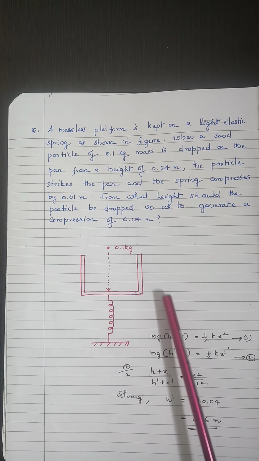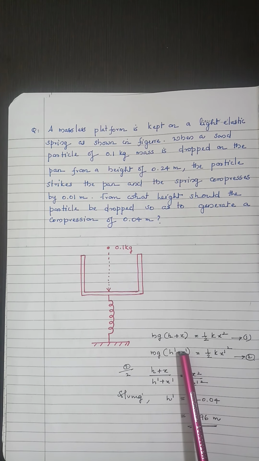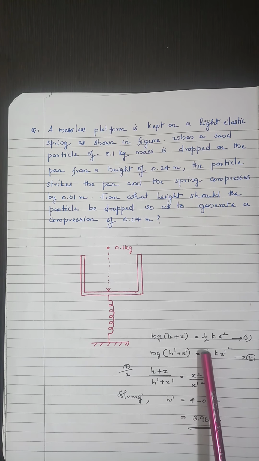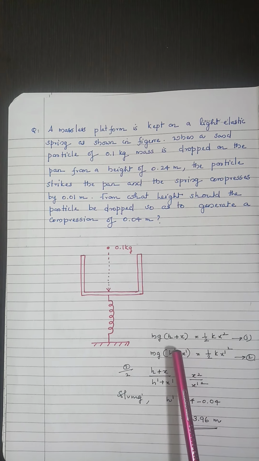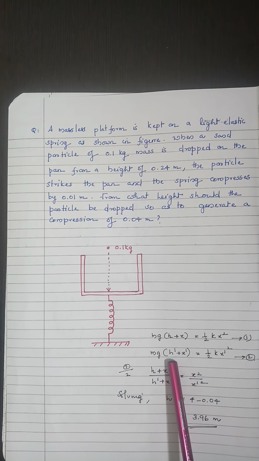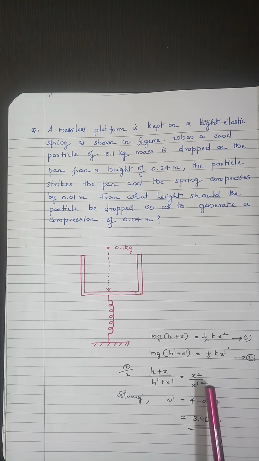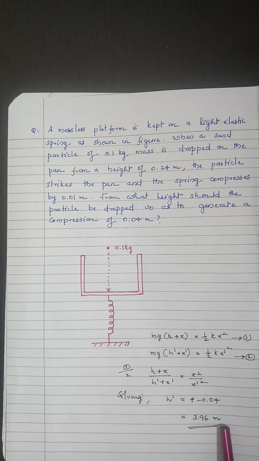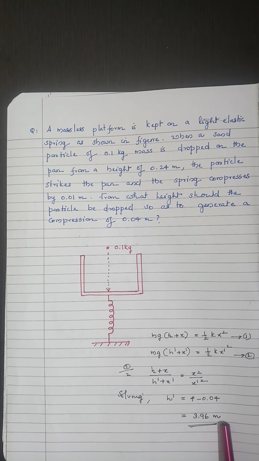So we can use this concept simply. The spring potential energy, half k x square, is equal to mg into h plus that extension. Here, for the next case, we can say h dash plus x dash. Just by division and substitution, you get the answer 3.96 meter.